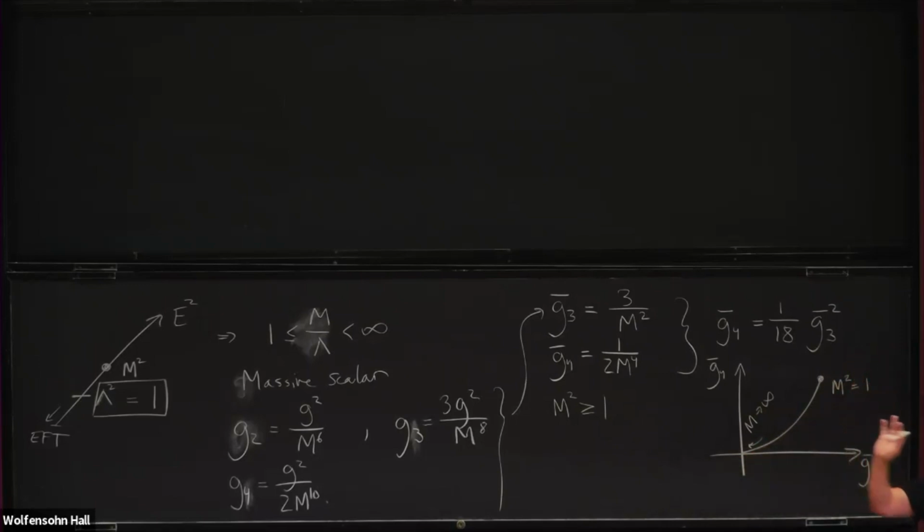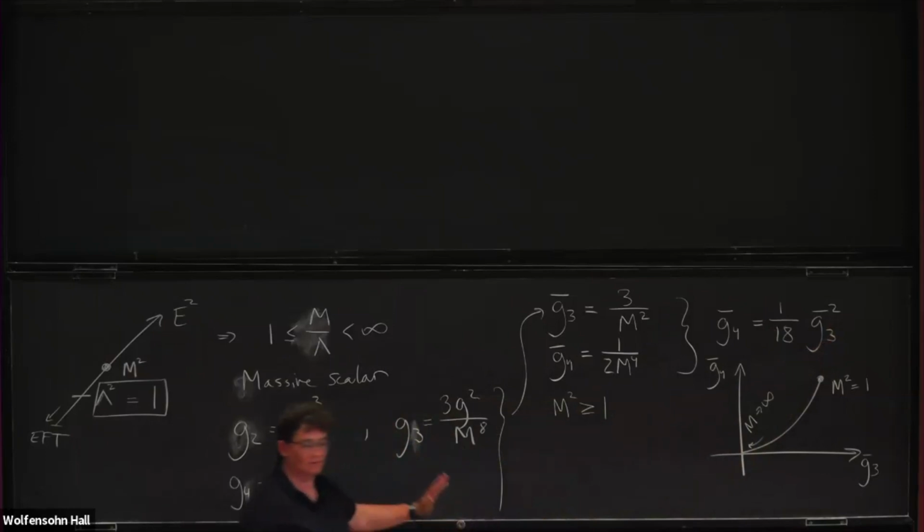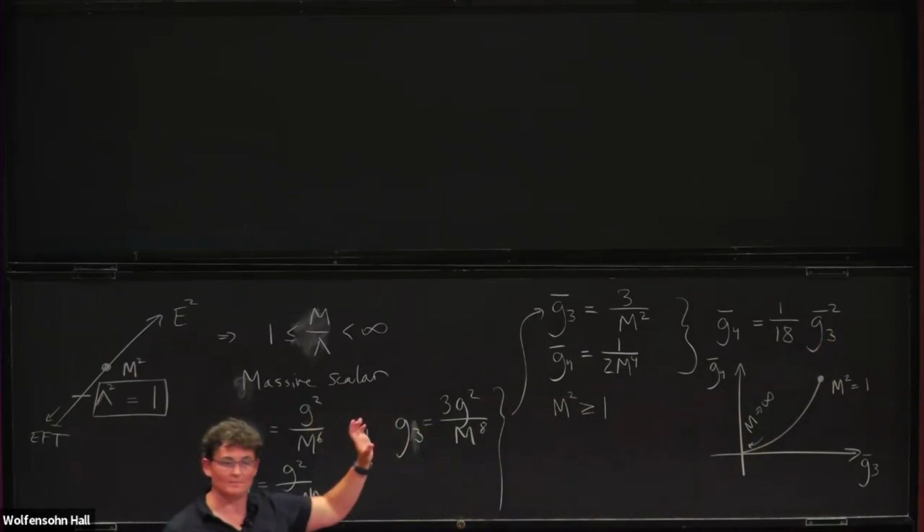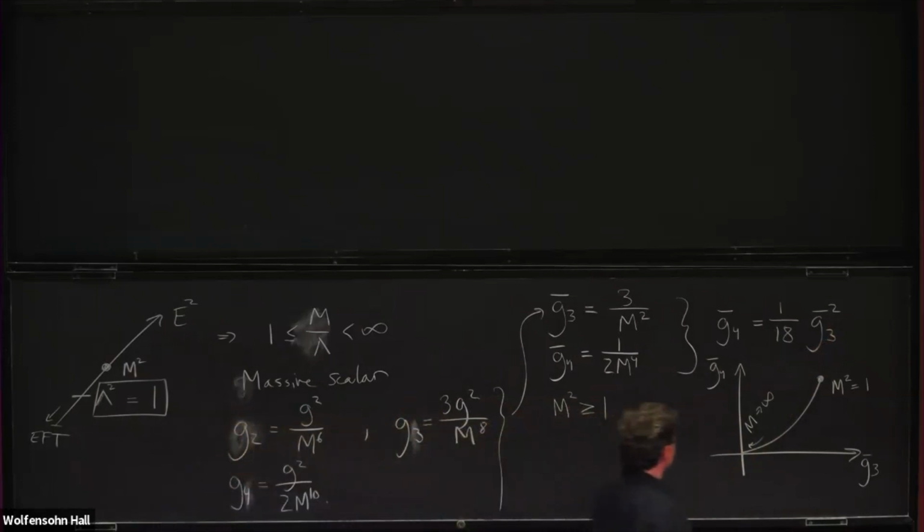Does that make sense? Yes. So I look at these couplings that I get from here by dividing G3 and G4 with G2. They're a function of m squared. If I solve this first one for m squared and plug back into G4, I will get that G4 bar is 1 over 18 G3 bar squared. Okay? And then I draw that and say in my space of couplings that are traced out by this particular UV physics of just having one massive scalar, I get this line here, which is some parabola.